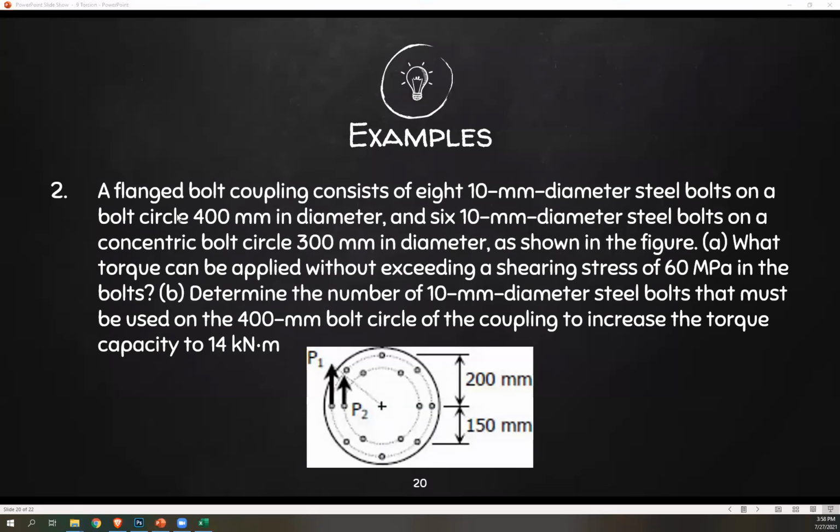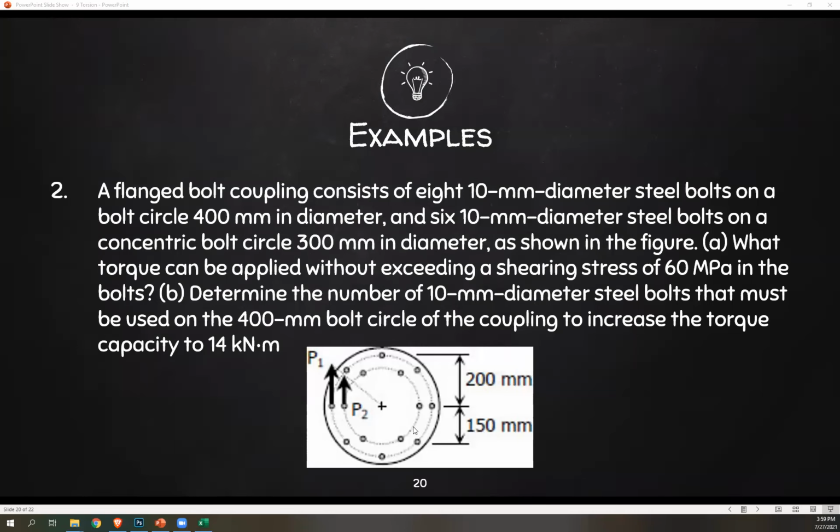Flange bolt coupling consists of 8 10mm diameter steel bolts on a bolt circle, 400 millimeters in diameter, and 6 10mm diameter steel bolts on a concentric bolt circle, 300 millimeters in diameter, as shown in the figure. Letter A, what torque can be applied without exceeding a shearing stress of 60 MPa in the bolt? Letter B, determine the number of 10mm diameter steel bolts that must be added on the 400mm bolt circle of the coupling to increase the torque capacity to 14 kilonewton meter.